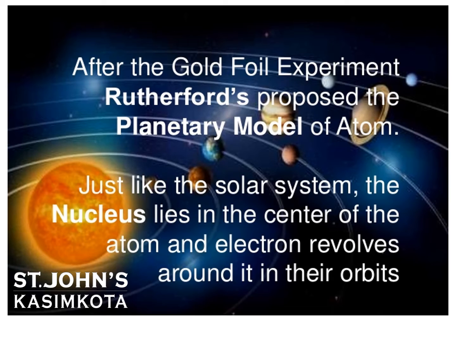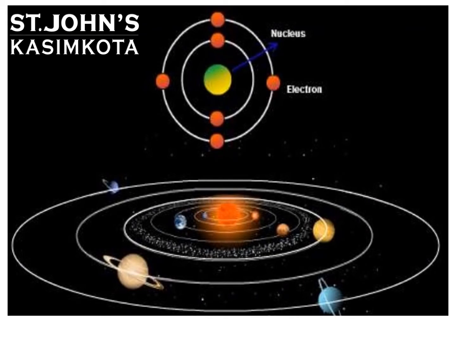And these electrons revolve around the nucleus in their own orbits, like the planets revolve around the sun. Imagine this is the sun and these planets are revolving around the sun, but each in its own orbit. In the same way, electrons also revolve in their own orbits around the nucleus. So this is the comparison between Rutherford's planetary model and the solar system. It's similar to the solar system: sun in the middle and planets around it. In the same way, nucleus in the middle and electrons around the nucleus.